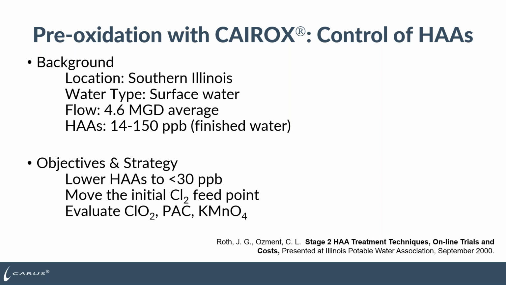Another case study. This one's specifically looking at Carus, and it was for control of haloacetic acids. So background, this was a Southern Illinois water treatment plant. It was a surface water. Flow was 4.6 mgd. And in this case, you saw the first two case studies both had issues with THMs. In this case, they were having issues with HAAs with the source water.